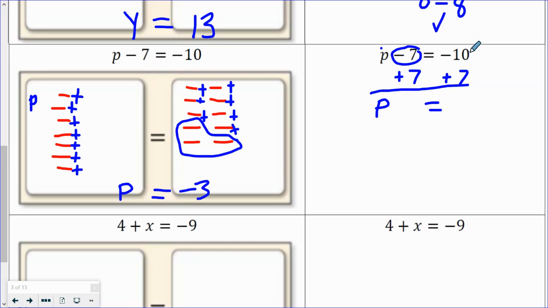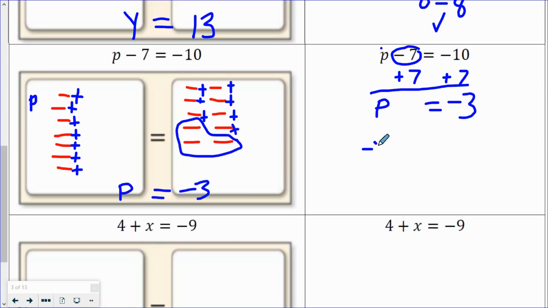All right, if I owe you $10 and I give you 7, how much do I still owe you? Well, I still owe you a -$3. And it's negative because I owe. Owing money is not good.